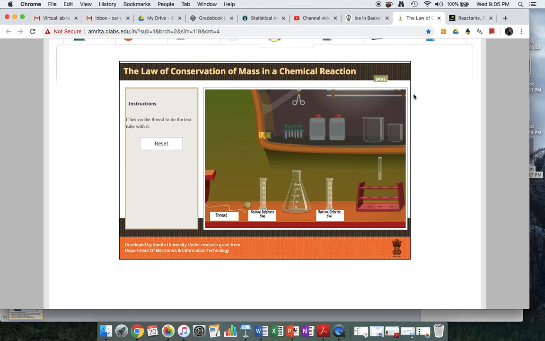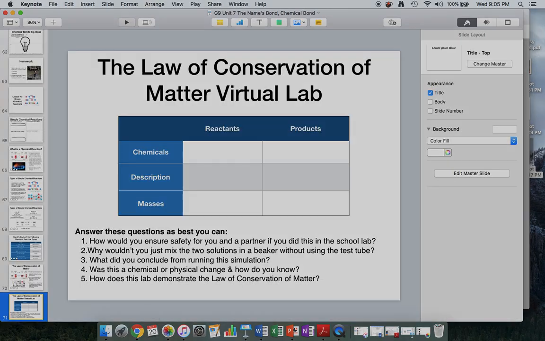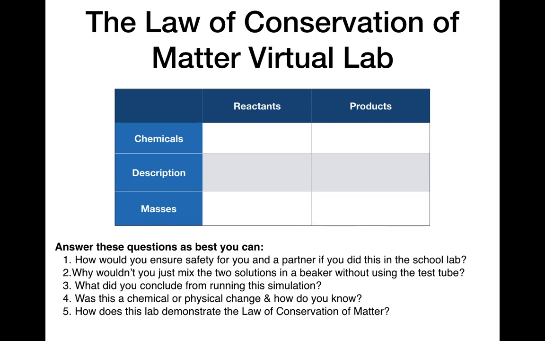You can do that. And then what you're going to do is fill out this table in your notes. For the reactants, what are the names of the chemicals? And the names of the chemicals for the products. They give you the full name, they don't give you the formula, so you can write the full names out.